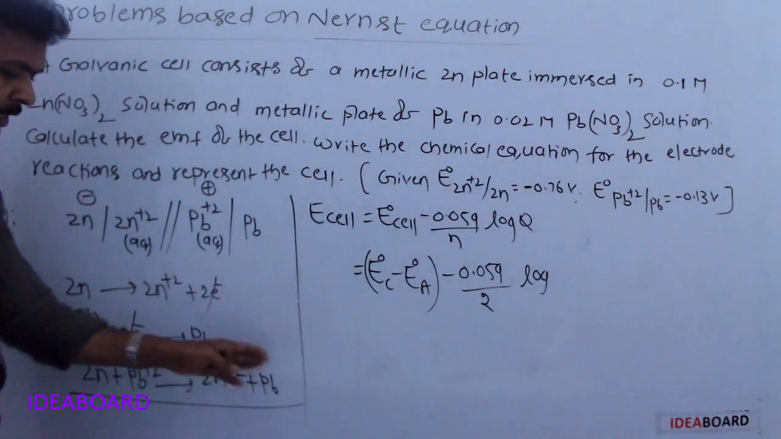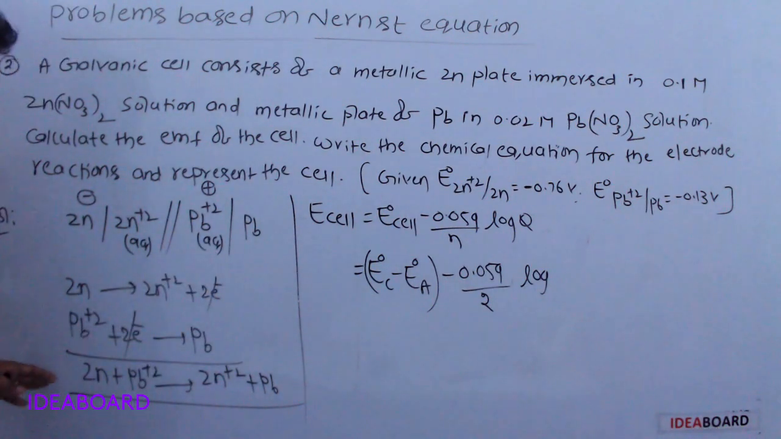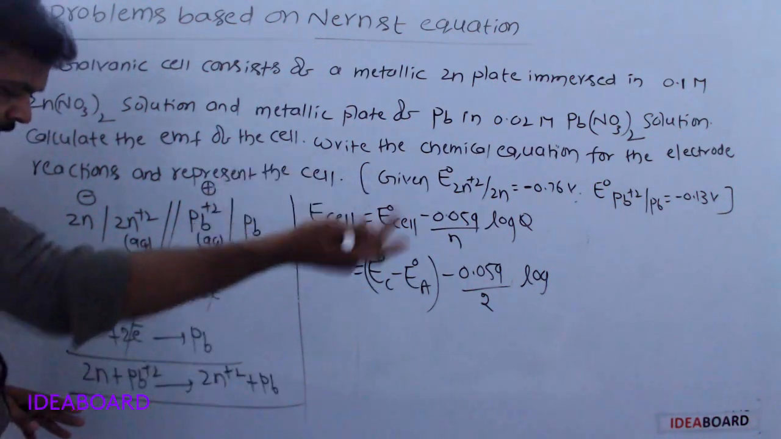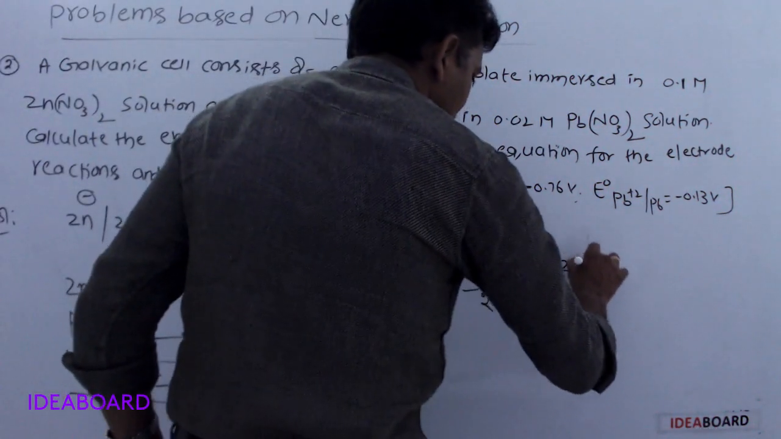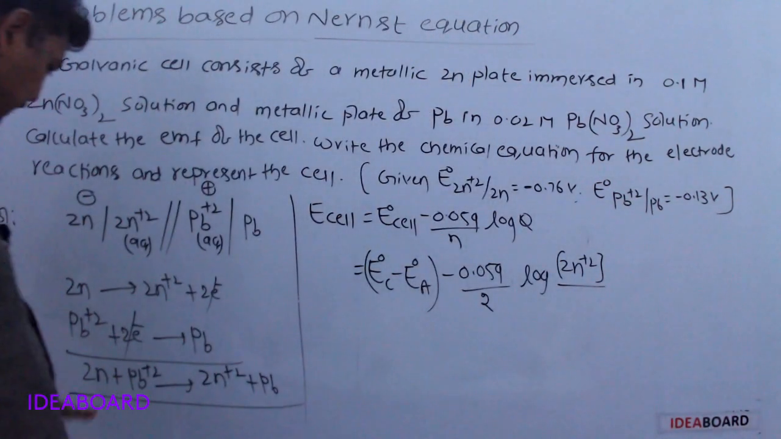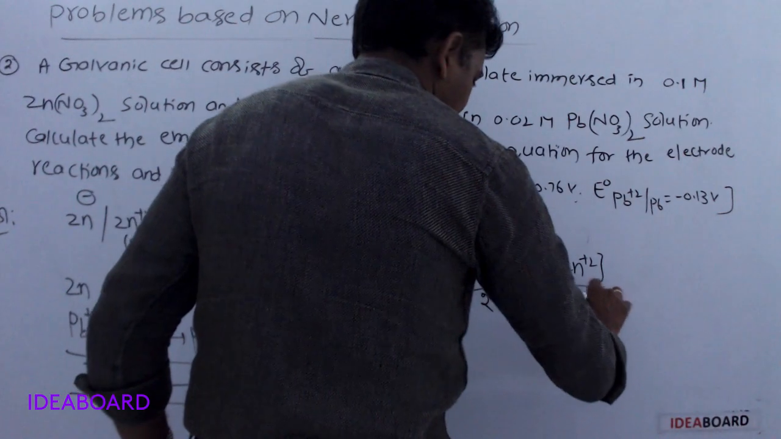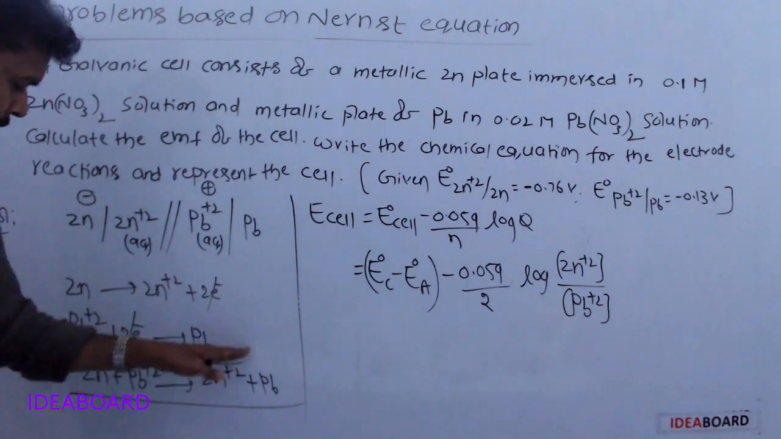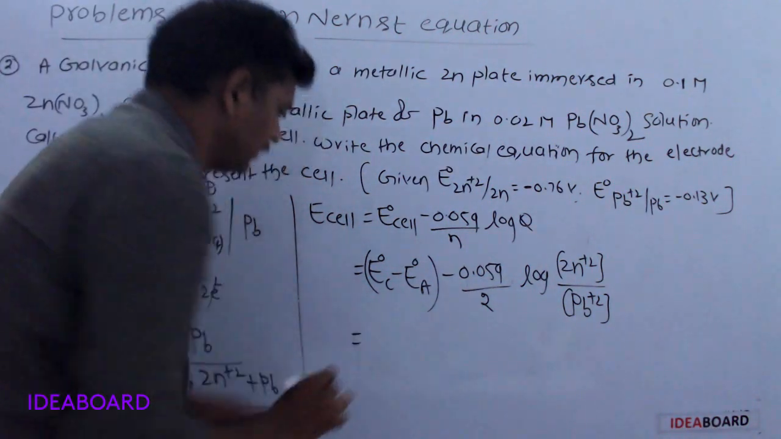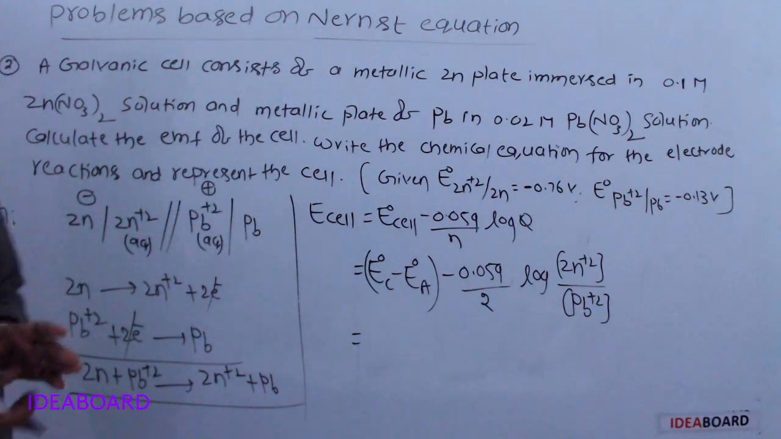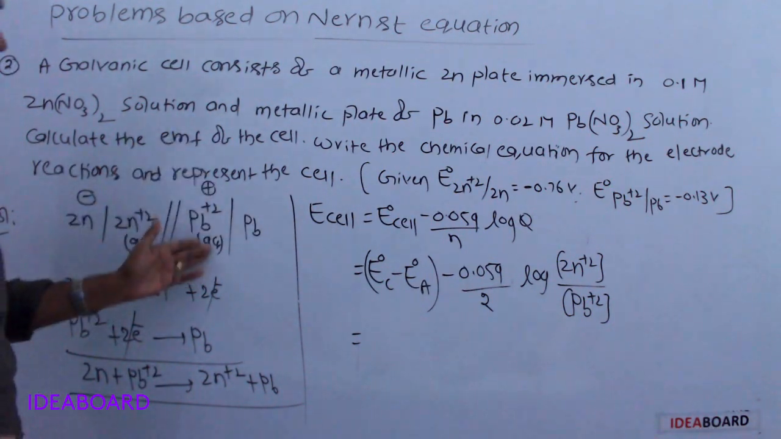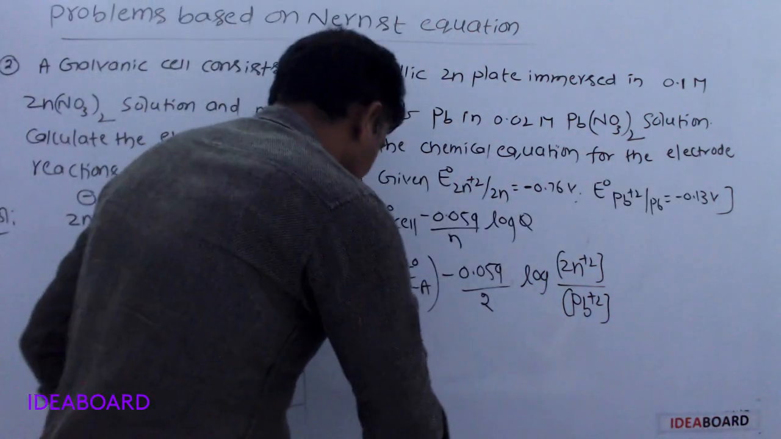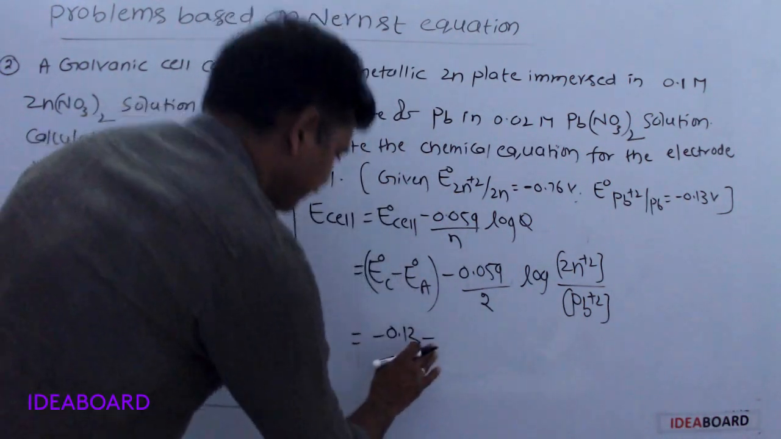Log of Q, the reaction quotient, is the log of the product of molar concentrations of products divided by the product of molar concentrations of reactants. Zinc is solid, lead is also solid, so concentration is taken as unity. Then Q is equal to Zn plus 2 concentration divided by Pb plus 2 concentration. So here E naught cathode: lead electrode acts as cathode and zinc electrode acts as anode. For the cathode, the SRP value is given as minus 0.13.